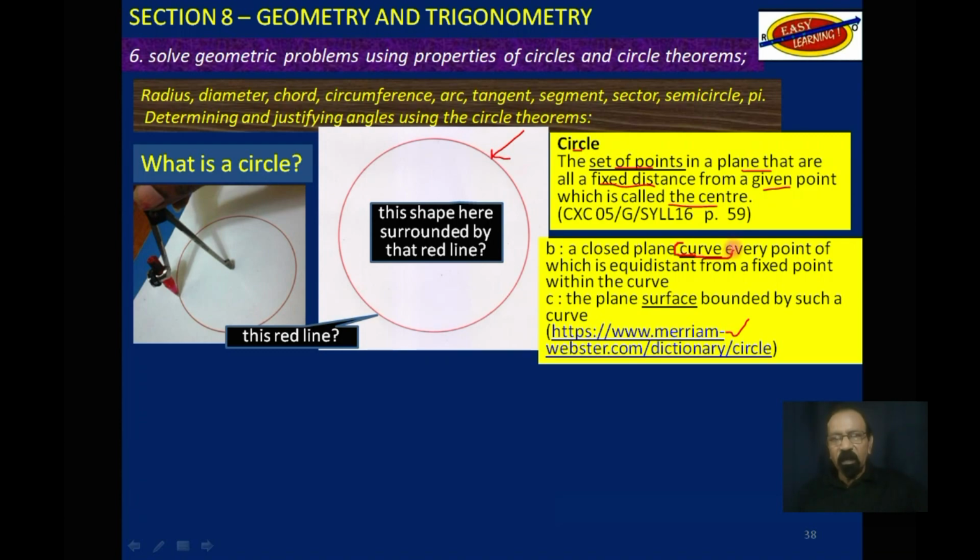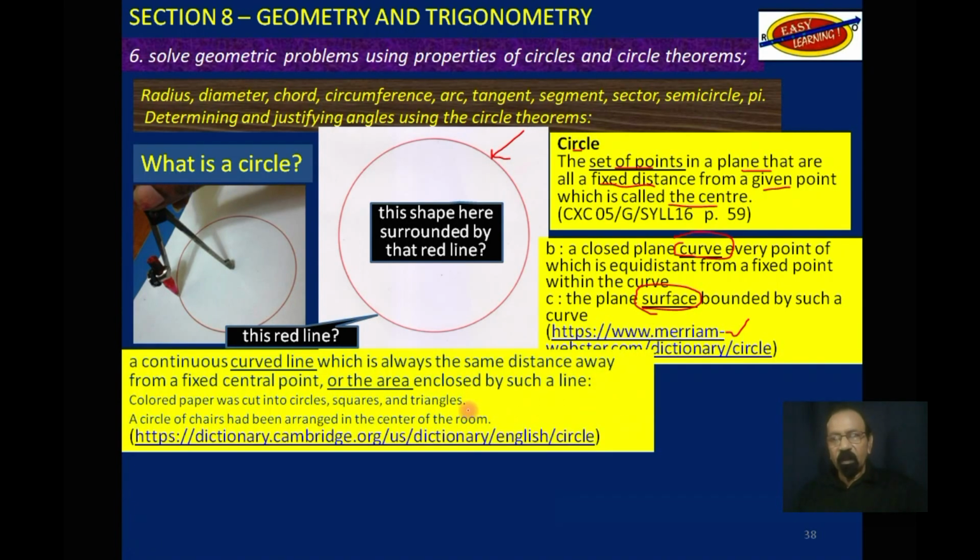And this other dictionary here, it begins by saying it is the curved line, and then it says it is the surface bounded. So you have 2 definitions here for a circle. This next dictionary here says it is the curved lines, and then it also says, or the area enclosed by such a line. So it is saying, first of all, it is the line, or it is the space in here.